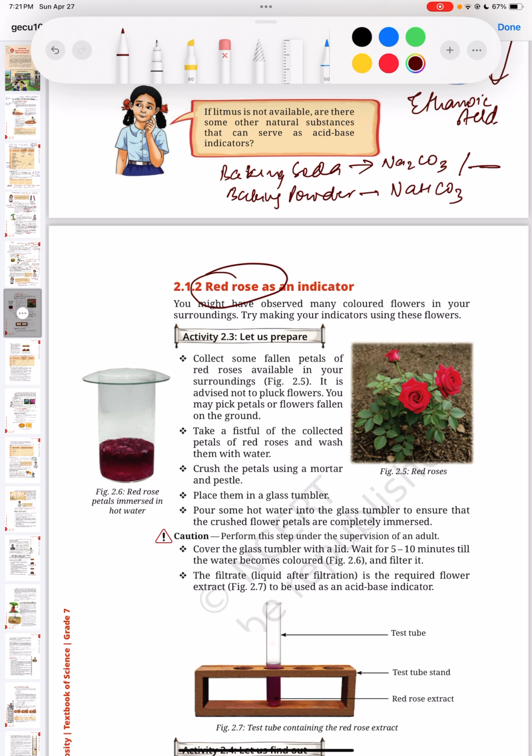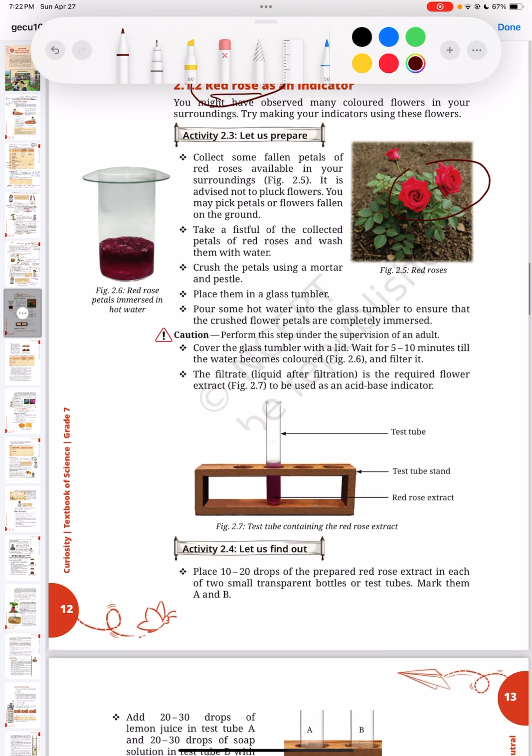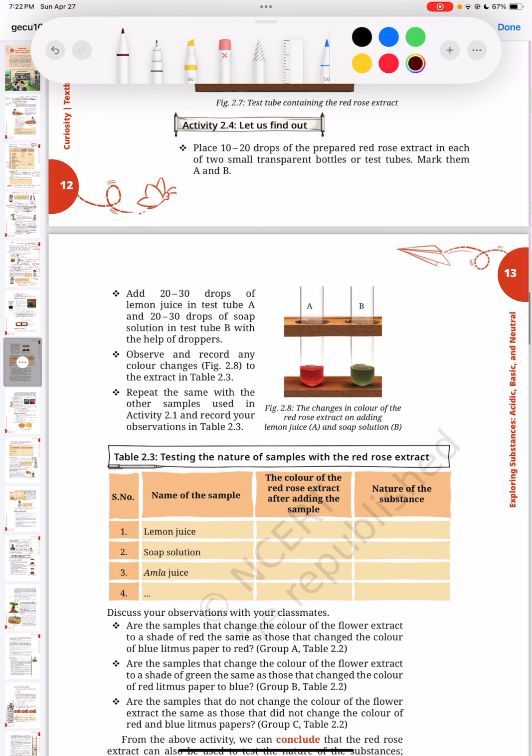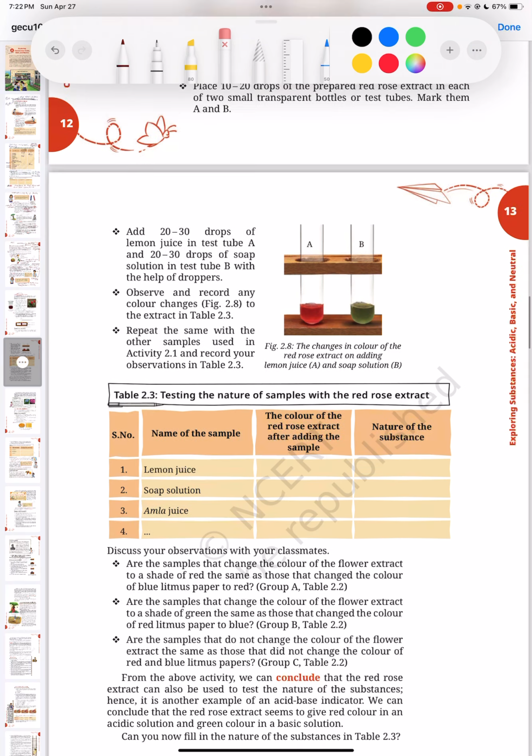Usually how you obtain the red rose indicator is that you collect the petals of the rose flowers and crush them until they start releasing juice, and then you filter out all the bits and pieces so that only the solution remains, and voila, there's your indicator, right? Now, what is observed is that even the red rose indicator can act as an acid-base indicator. All right.